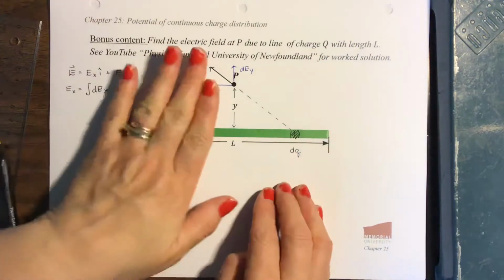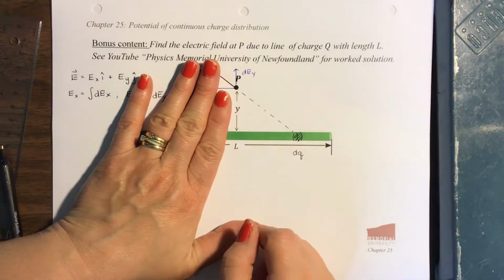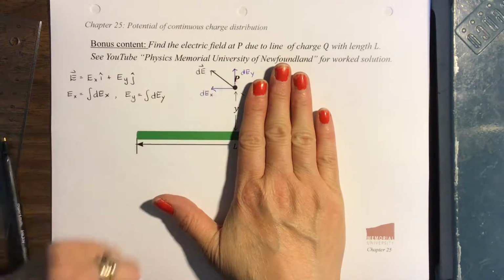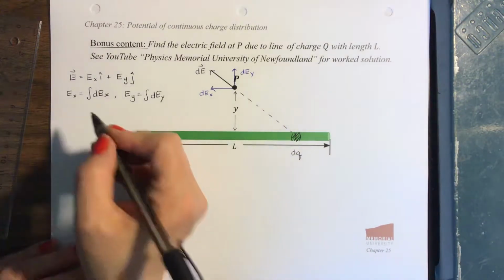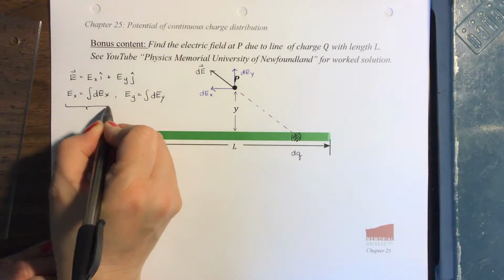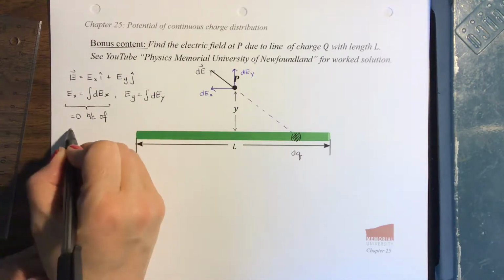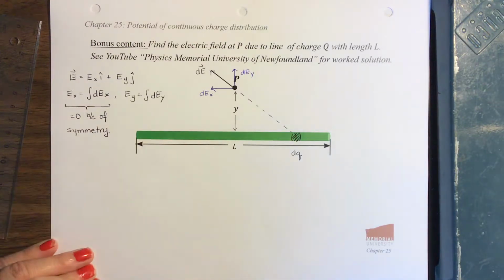So for this side of the rod, all the x components are to the left and all the y components are up. For this side of the rod, all the x components are to the right and all the y components are up. That tells us that the x components are all going to cancel. And now if you didn't catch that, you could go ahead and do your calculation and you would find that your answer would be 0. Maybe that's not a bad thing to try as a bonus.